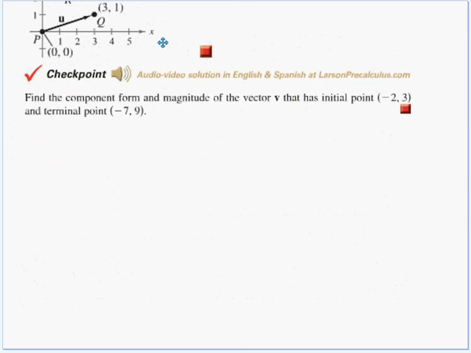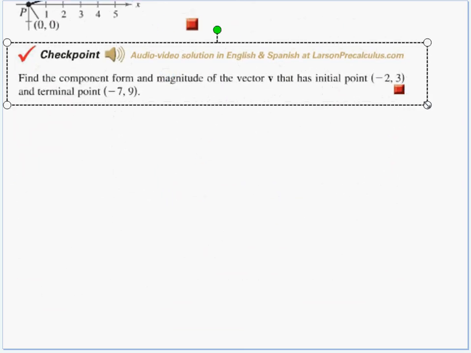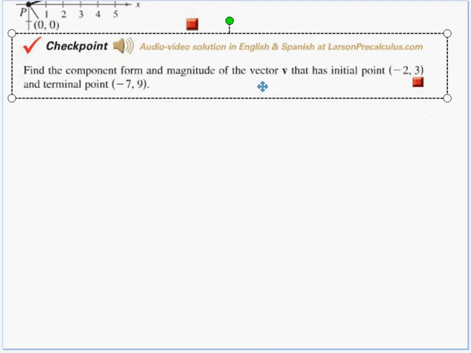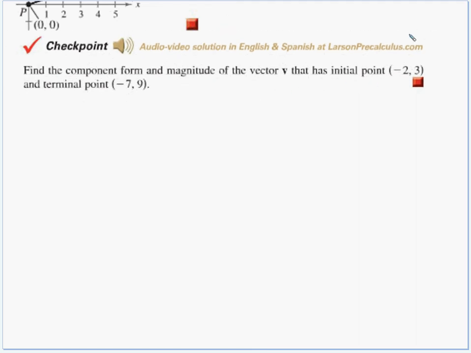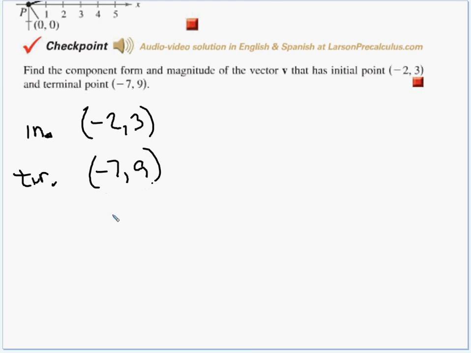So this one, just like the last example, find the component form and its magnitude. Let's see here, we've got our initial point being negative 2, 3. We've got our terminal point being negative 7, 9.